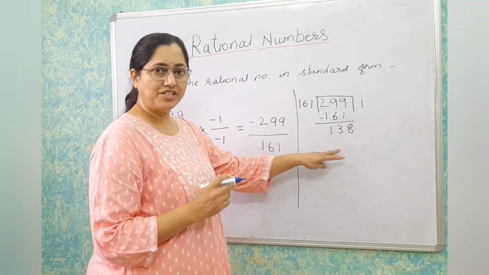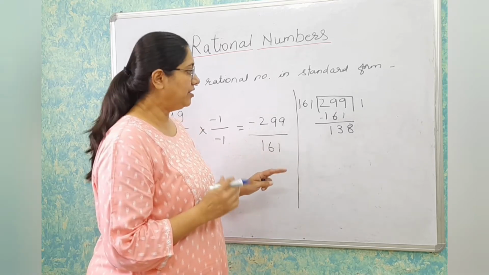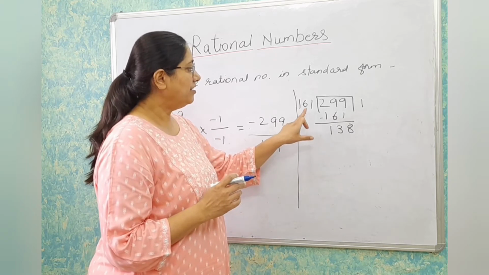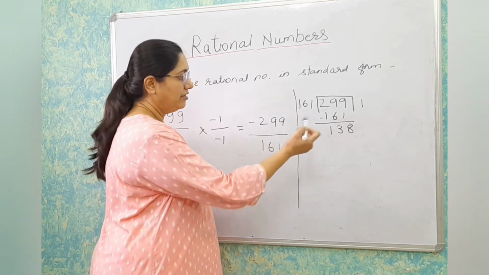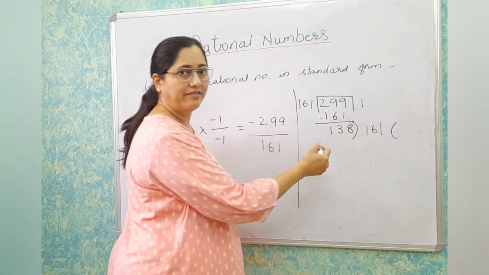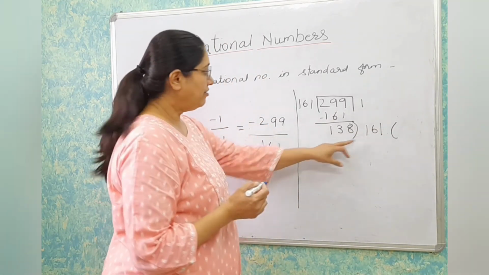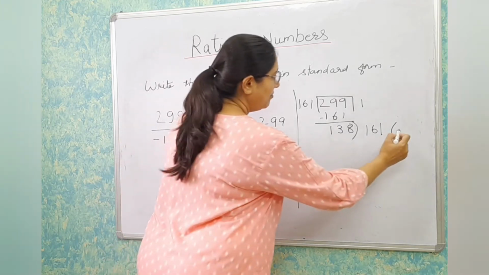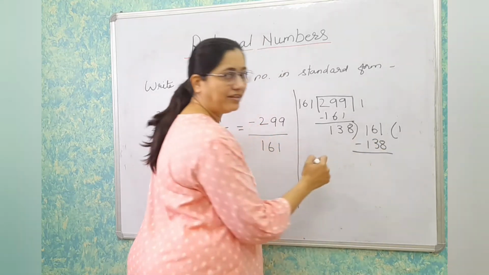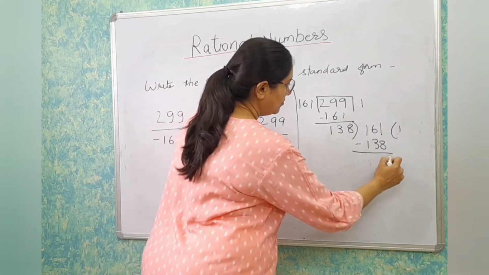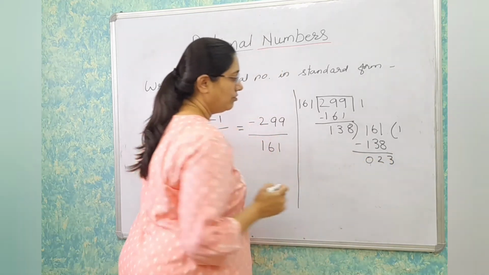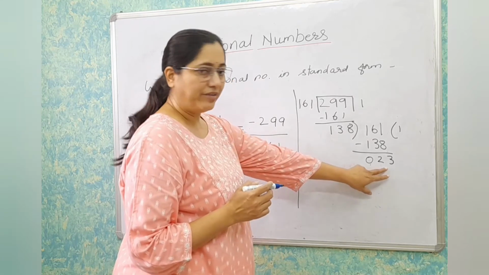This division method is different from our regular division method. In this method, the remainder will become the divisor and the divisor will become the dividend. Now I will divide 161 by 138. Again, it will be divided just one time because 2 times would be greater than 161. 161 minus 138 leaves a remainder of 23.